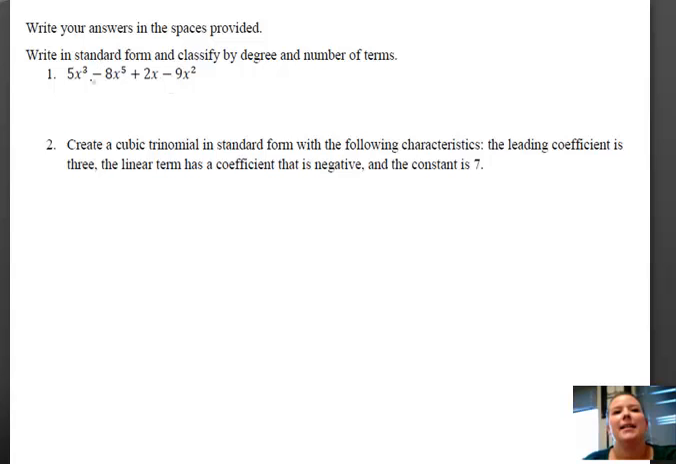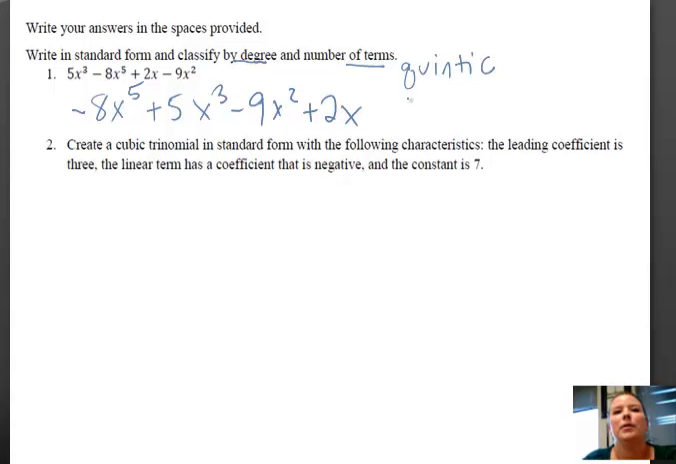Number 1 says write in standard form, meaning we're going to go from highest degree to lowest degree. So we're going to do negative 8x to the 5th, then we're going to say plus 5x cubed minus 9x squared plus 2x. Alright? Then it says to classify it by degree and number of terms. So this is a 5th degree, so it's quintic. And it has 4 terms, so it's a polynomial of 4 terms. Okay, if you just wrote 4 terms, that would be fine too.